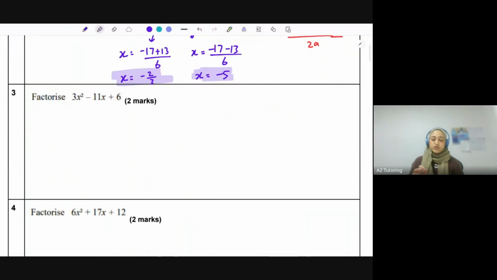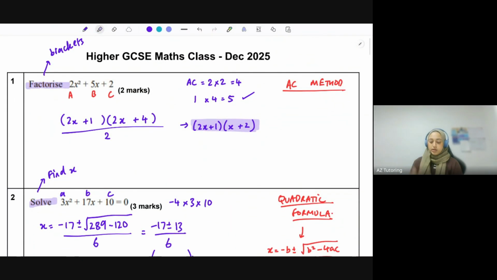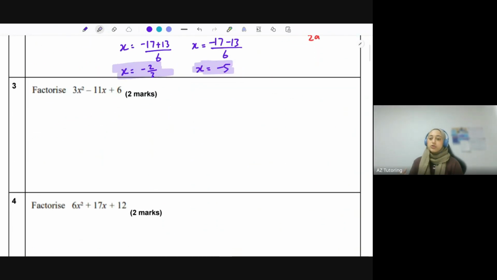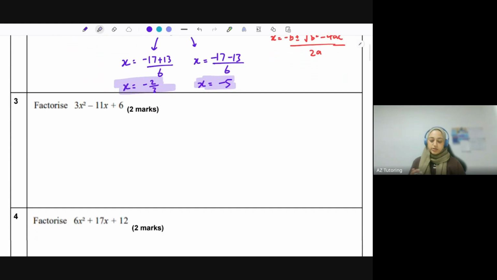Okay, we've got a factorize question again. This time I'm not going to use the AC method because I've shown you what the AC method is. What I'm going to do here is use the quadratic formula method, but I'm going to show you how to use it backwards. Now, as you've seen from question 2, the quadratic formula tells you what x's are, but factorize means putting it in brackets. So let's use the quadratic formula and see how we can factorize with it.